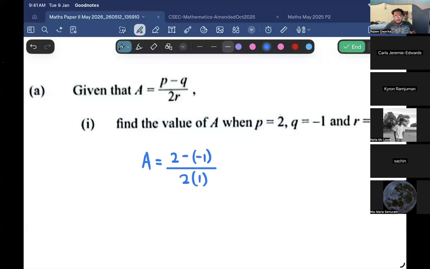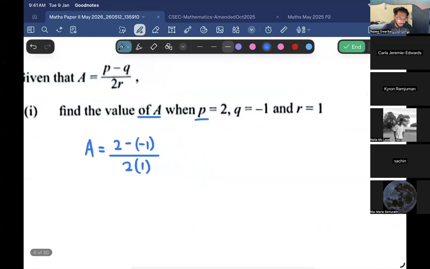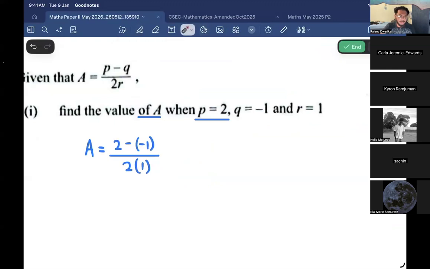Yes, sir. There's no reason to be intimidated. Look at this. They're telling you what A is in terms of P, Q, and R. So A is equal to P minus Q all over 2R. I know you're seeing a bunch of letters and thinking that's scary, but it's real simple. They want you to find the value of A and they're telling you what P, Q, and R are. So Carla, what is P? P is equal to 2. So anywhere I see P, I can write 2 instead.